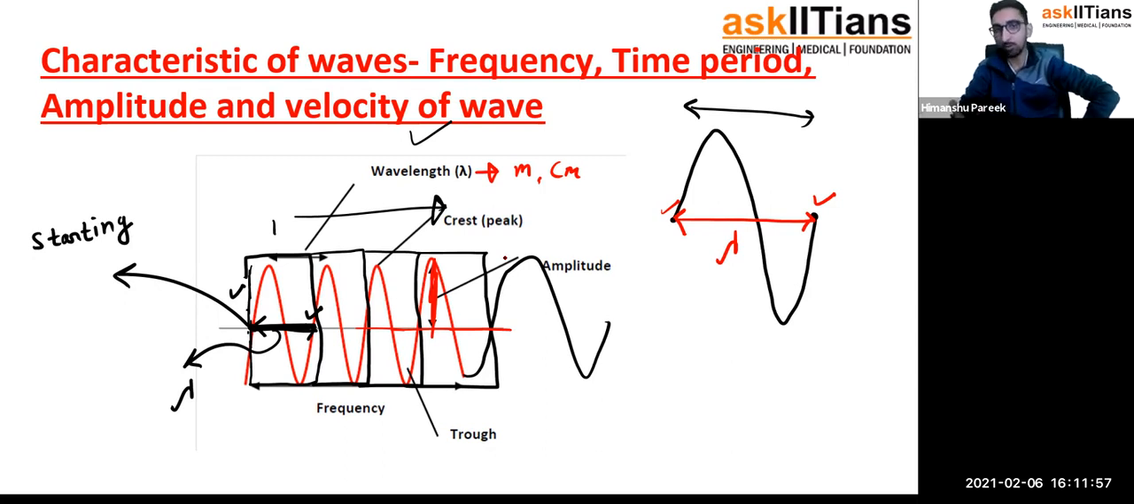In the case of a sound wave, the louder my voice is, the more this amplitude will be, and when my voice is low, this amplitude will be less. So when you speak louder, the amplitude is more. Basically, this amplitude represents the loudness of the voice.